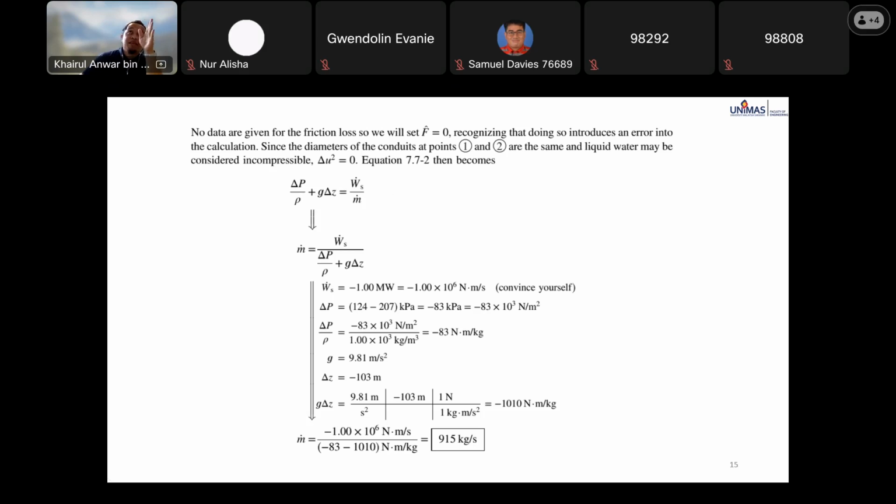So U equal to V over A. A is the same as well, also the size of the conduit is similar. So meaning U1 and U2 is actually the same value. So delta P over rho plus g delta Z equal to WS.